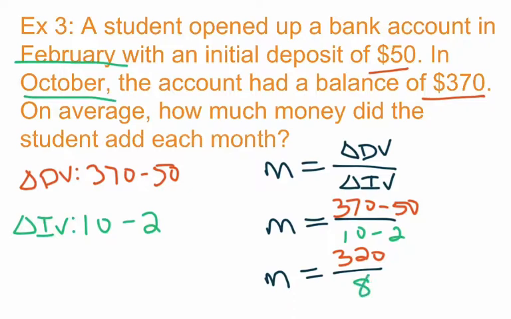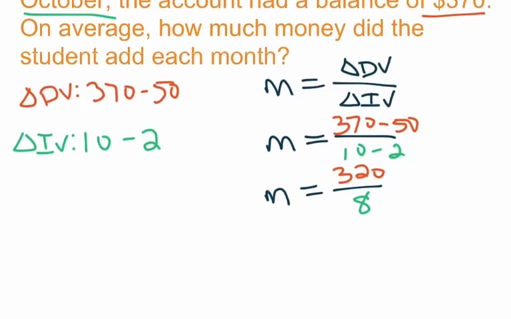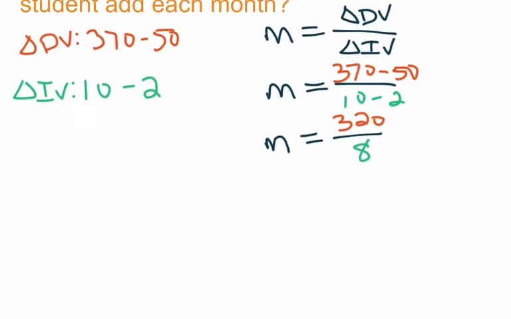So essentially, in 8 months' time, the student added $320, but we need to figure out how much he added on average per month. So if we do our division, we see that m is equal to 320 divided by 8. Hopefully we can do that in our head to get 40. So our rate of change is going to be $40 per month.